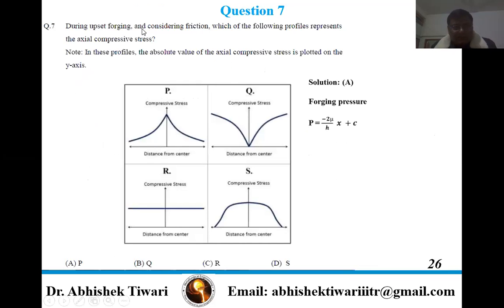Now, during offset forging and considering friction, which of the following profiles represents the axial compressive stresses? So, for forging pressure, P is equal to minus 2 mu upon S into X plus C. In this, option A is correct, because for X greater than 0 this is decreasing, and for X less than 0 this is increasing. So the correct answer is A.